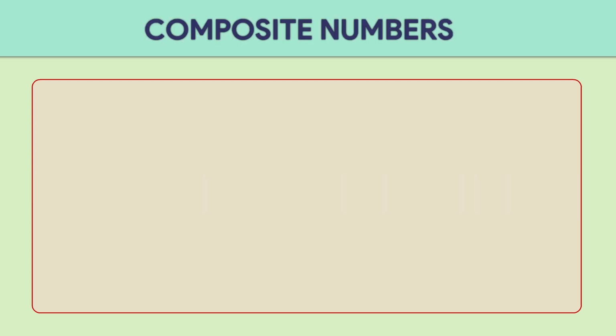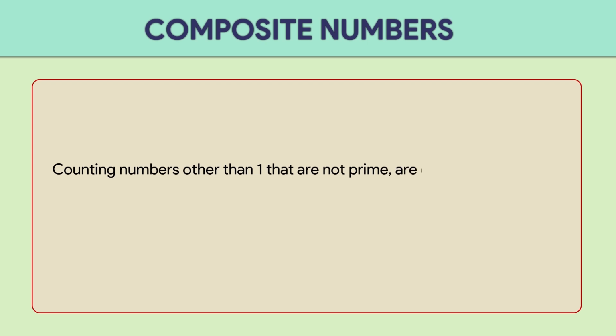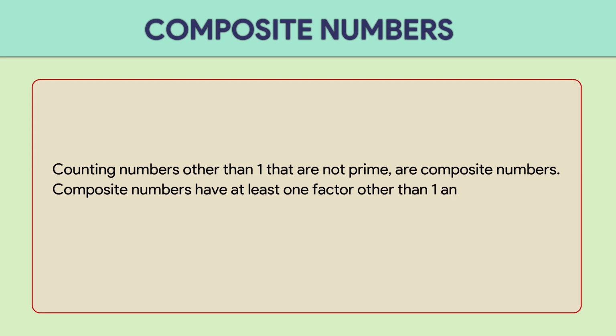Composite numbers. Counting numbers other than 1 that are not prime are composite numbers. Composite numbers have at least one factor other than 1 and the number itself. For example, 4, 6, 8, 9, 10, 12, 14, 15.